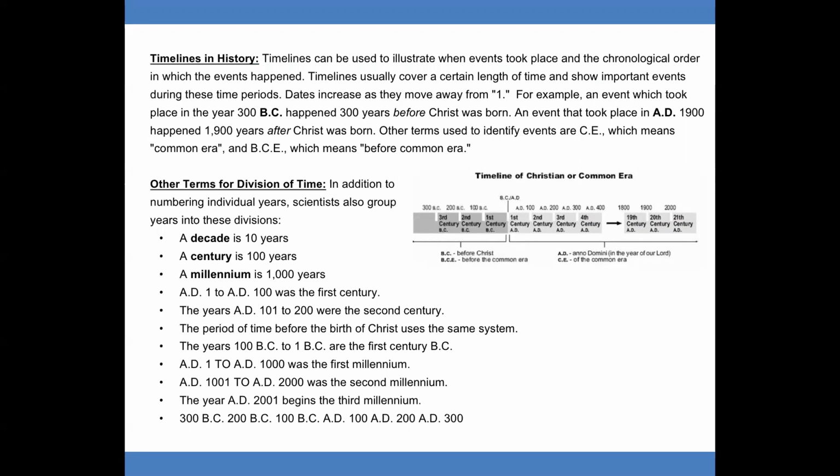Other terms for division of time. In addition to numbering individual years, scientists also group years into these divisions. A decade is 10 years, a century is 100 years, a millennium is 1,000 years.